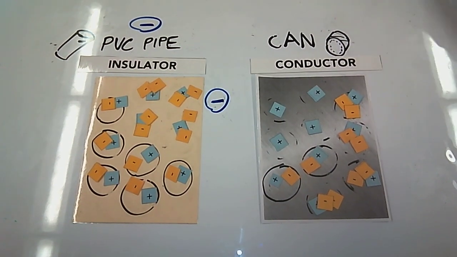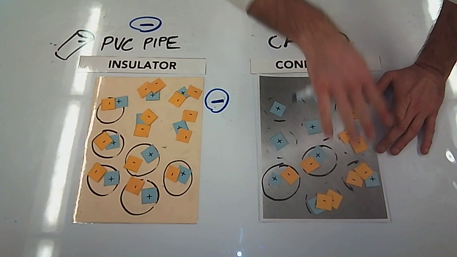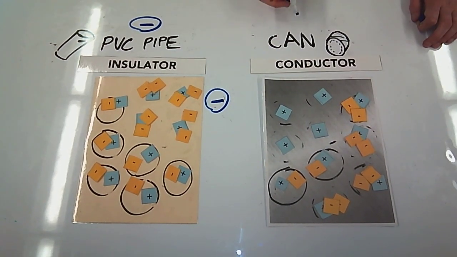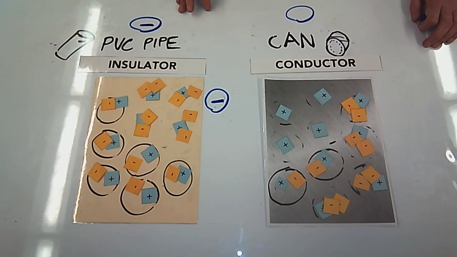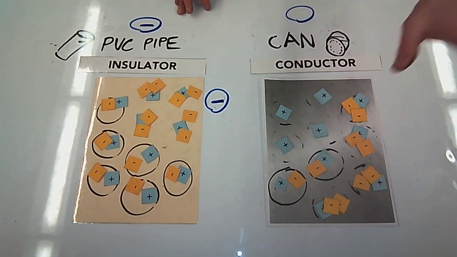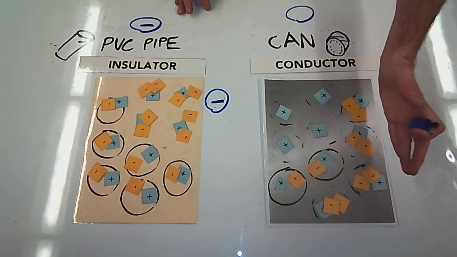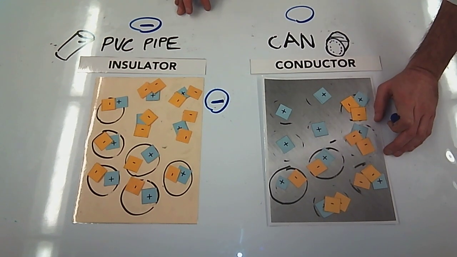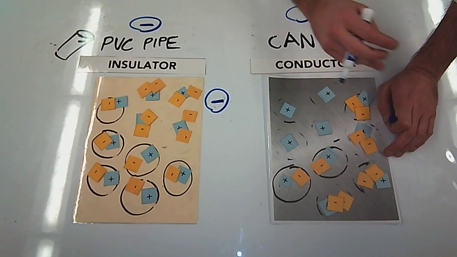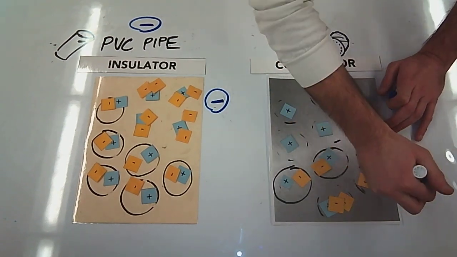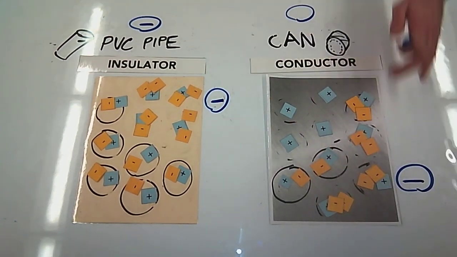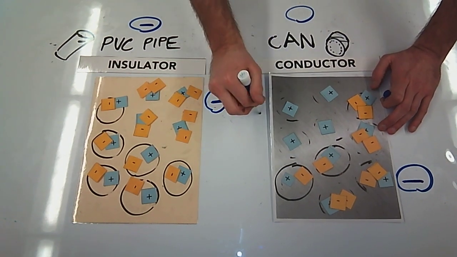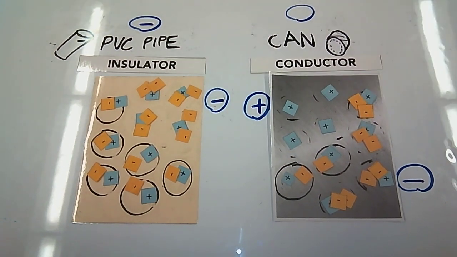Now that electrons have shifted over, first of all, the overall charge of my object would still be neutral. I haven't gained any electrons, I haven't added any electrons, so there are still 10 electrons, still 10 protons. But obviously something has happened. Electrons have shifted over. Since electrons shifted over here, this side of my can is going to be negative. And since electrons left, this side of my can is going to be positive.